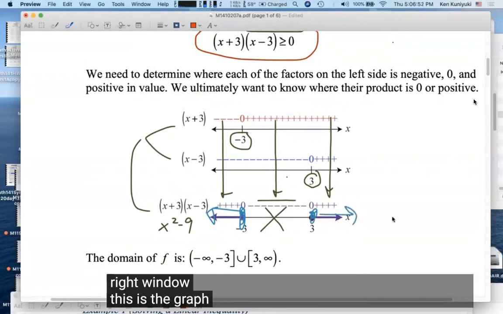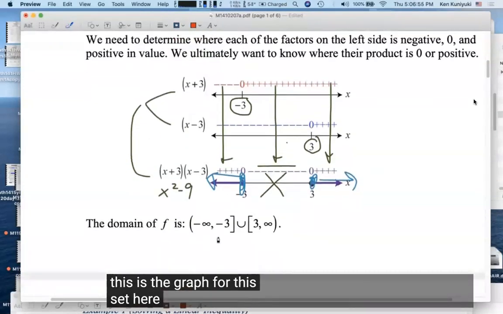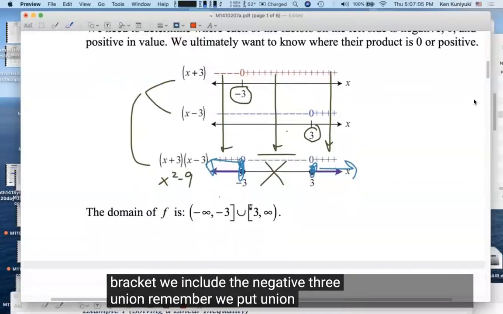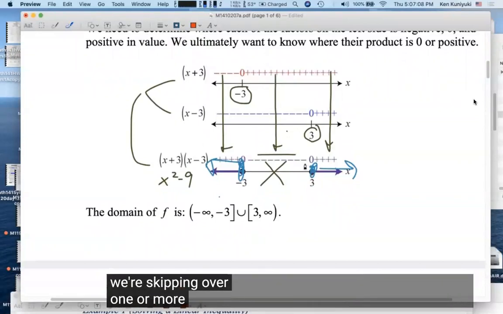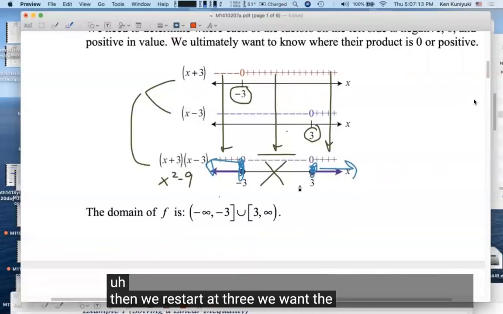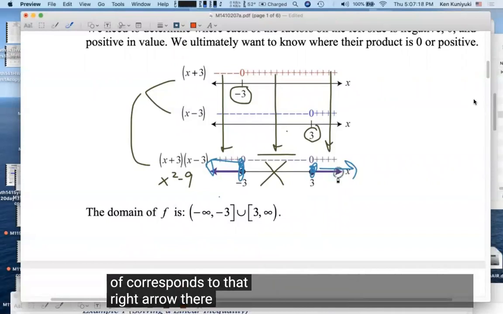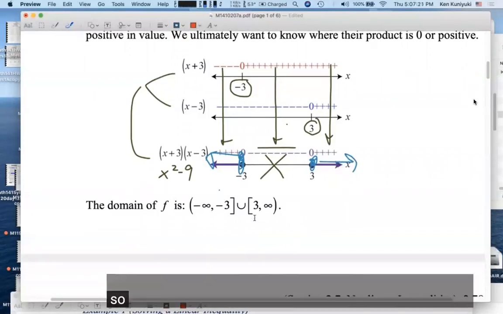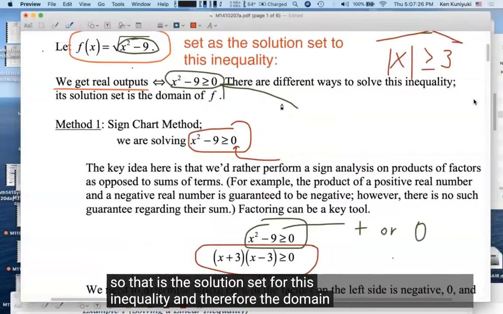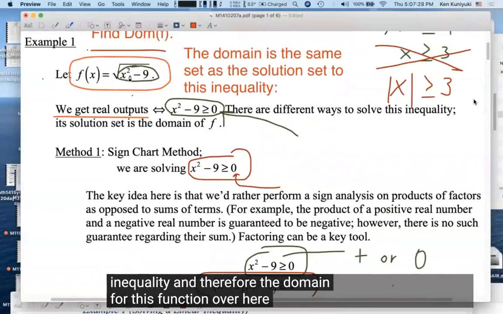This is the graph for this set here. So the left window corresponds to parenthesis, negative infinity, comma, -3, bracket, we include the -3. Union, remember we put union whenever we're skipping over one or more numbers on the number line. Then we restart at 3, we want the 3, so bracket 3, comma, infinity, which corresponds to that right arrow there. So that is the solution set for this inequality, and therefore the domain for this function.